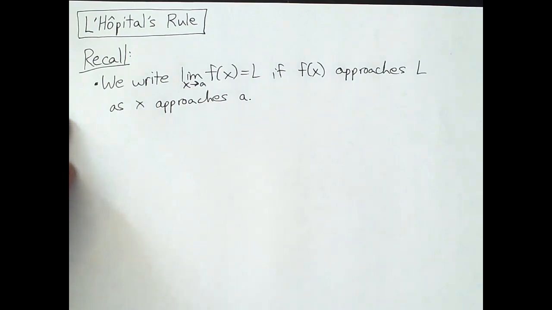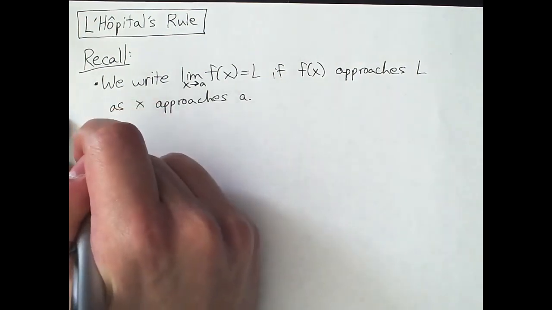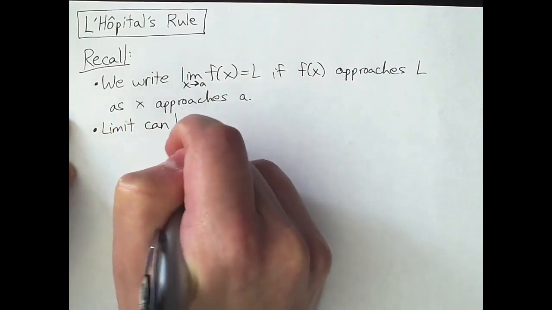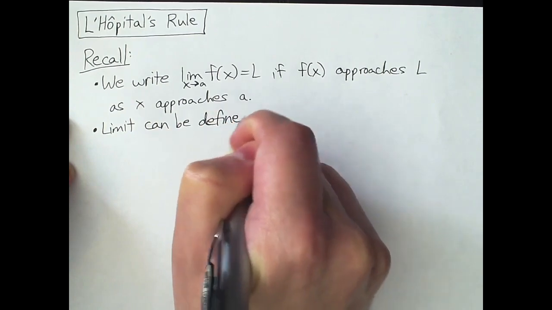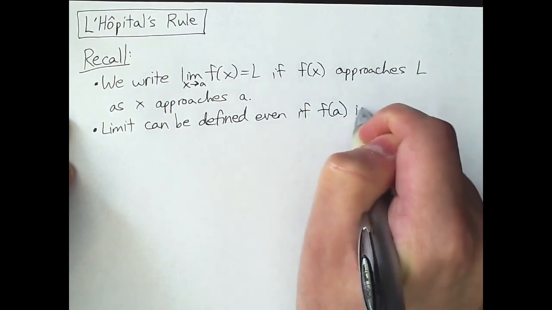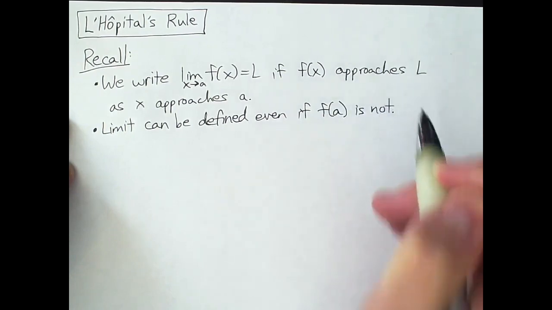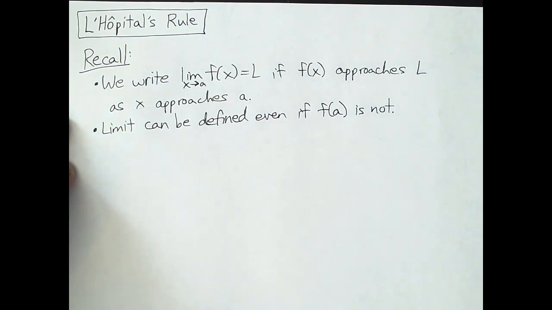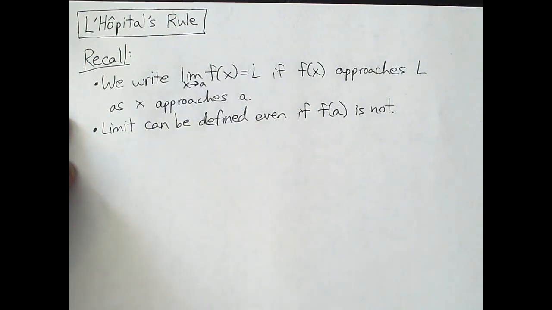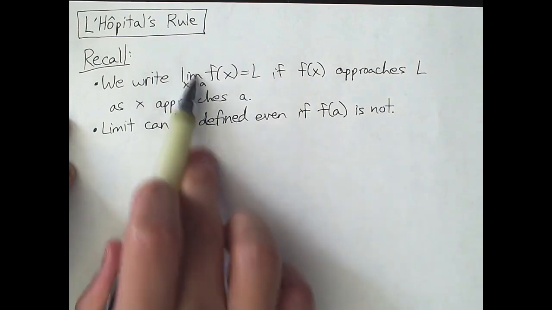We had a full definition of the limit earlier in the semester, and this is just the short version of that definition. We could also remind ourselves that a limit can be defined even if f of a is not. We saw that visually with some examples earlier in the semester, where we would have a graph with a hole in it. The hole means the function is not defined at that point, but the limit could still be defined. Or not, sometimes it is, sometimes it isn't.